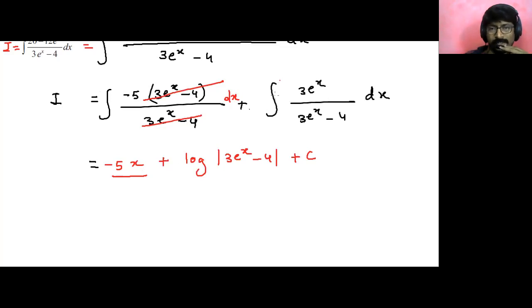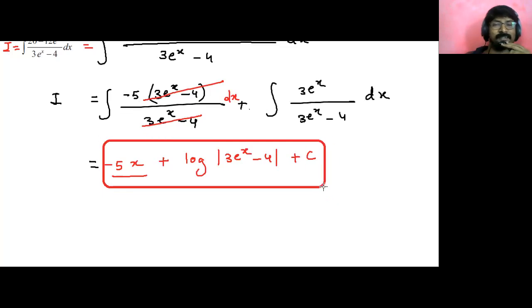And this was integration of f dash of x upon f of x. What does that become? Integration of f dash of x upon f of x becomes log of mod of f of x plus c, isn't it? And that's it. All the sum is done till here, isn't it?